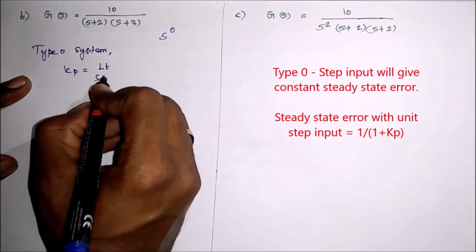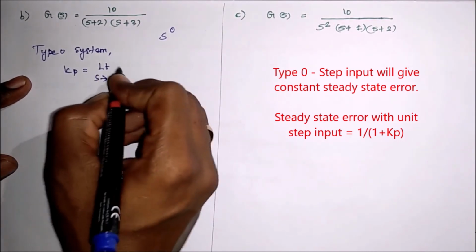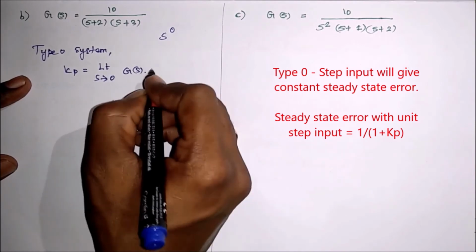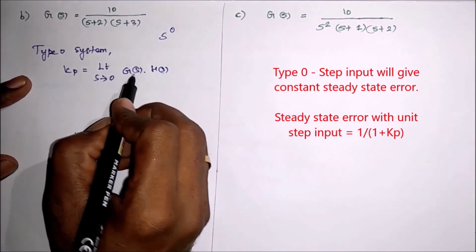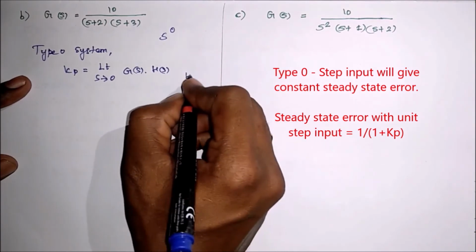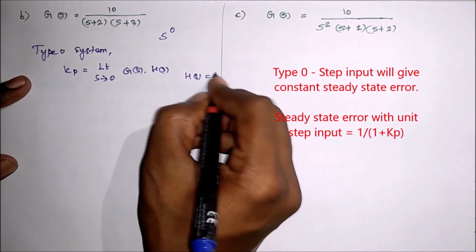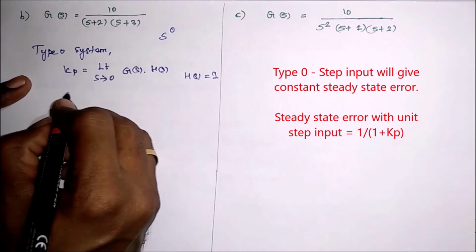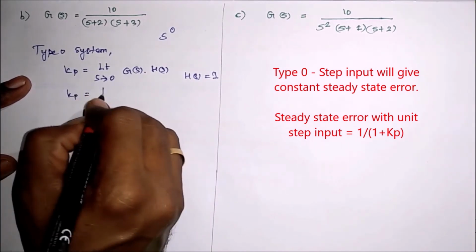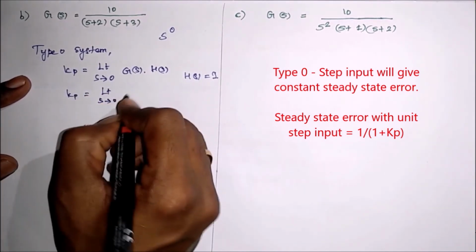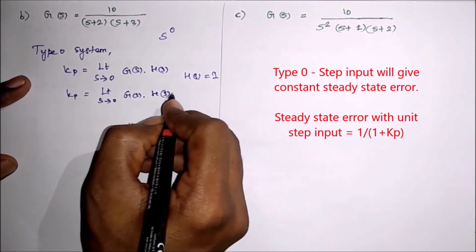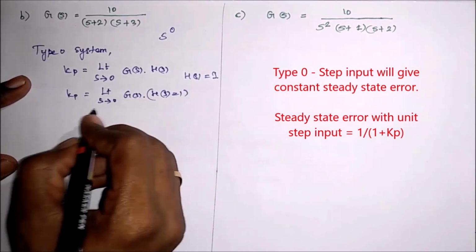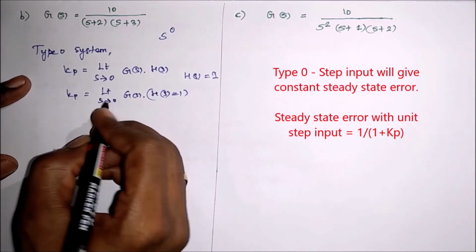Therefore, we have to consider positional error here. Limit s tends to 0 of G(s)H(s) is the positional error constant equation. Here we have to consider it is a unity feedback system. Therefore, Kp equals limit s tends to 0 of G(s) times H(s), and H(s) value is 1. Therefore, limit s tends to 0 of G(s).